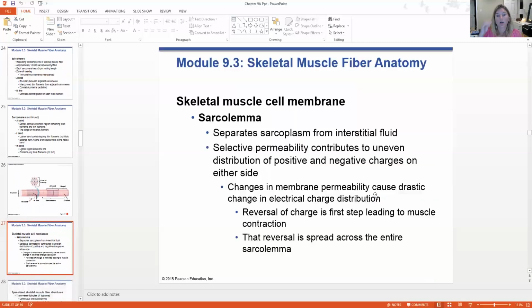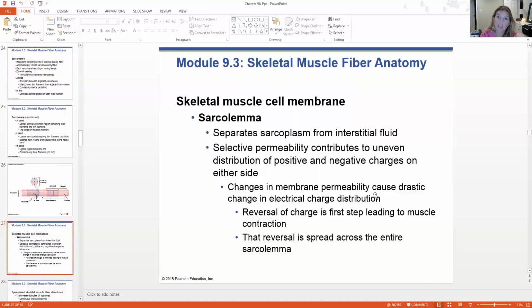So let's talk about this sarcolemma in a little bit more detail, and we'll start putting the whole thing together. The sarcolemma is what separates the sarcoplasm from the interstitial fluid, right? It's our specialized cell membrane. It's selectively permeable, just like any other cell membrane. It contributes to an uneven distribution of positive and negative charges on either side. We'll get into that physiology in a little bit.